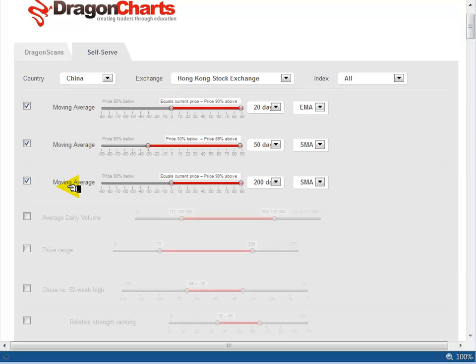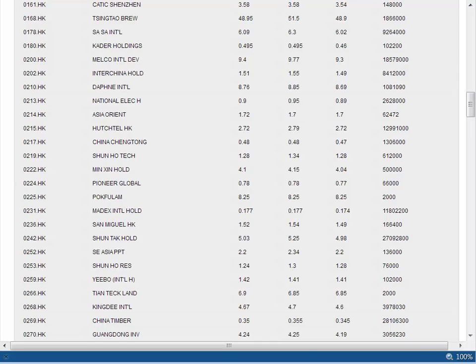And then we can do scans to look at stocks that are trading near their highs. Let's say we want to see only stocks that are within 10% of their 52-week highs. Okay, we can select that here. And do a scan.